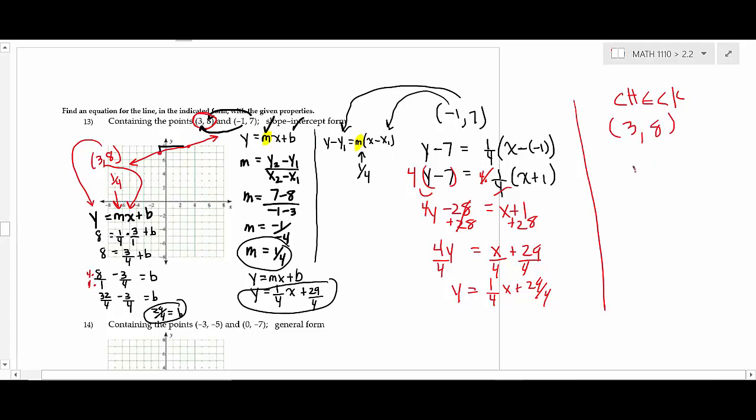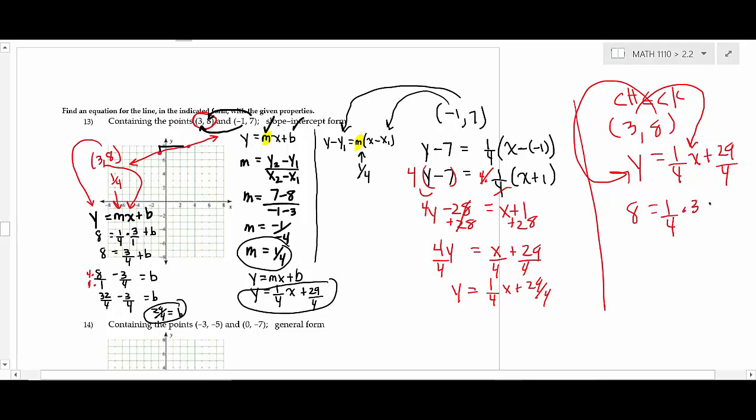So I'm going to take 3, 8, and let's write down our answer. Let me show you why it's right. Basically what happens is if you plug that point into your answer, it should check. So 8 is y, so that goes in there. 3 is x, that goes in there. Let's see if that checks. That would give 8 is y. We'd have 1/4 times x, which is 3, plus 29 over 4. Okay, that would be 8 equals 3/4 plus 29 over 4.